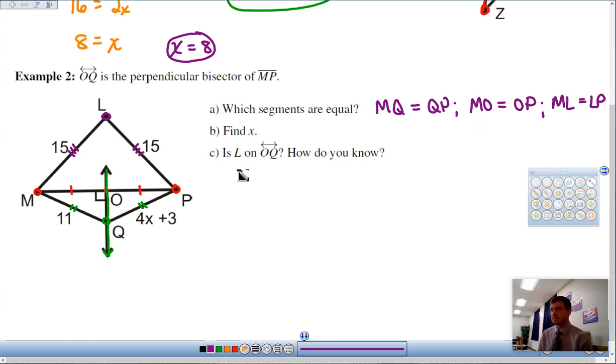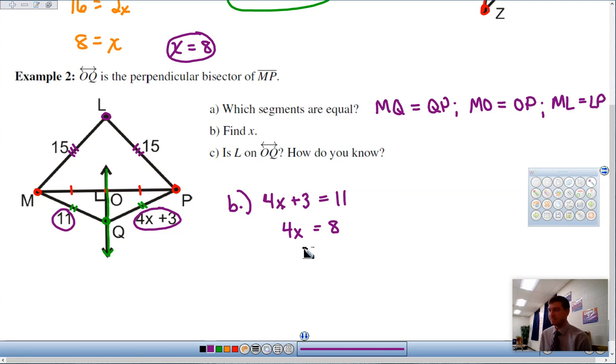Find X. All right, so for part B, I'll go down here. X is in this expression, and that expression should be equal to that expression. So 4x plus 3 equals 11. 4x, after we subtract that, would be 8. X would be 2.